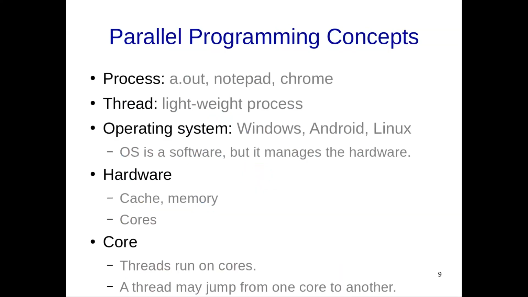Before that, since we have a diverse set of audience, I wanted to get going with some of the basic aspects related to the operating system and some of the terms that we'll be using repeatedly in all our 6 lectures. So what is meant by a process? For example, a.out, notepad.exe, Chrome, all of these, when they are running, are called processes. Any program which is executing, we call it a process.